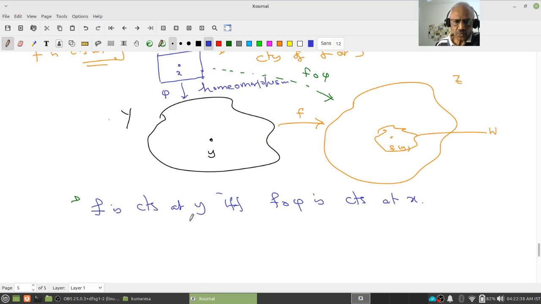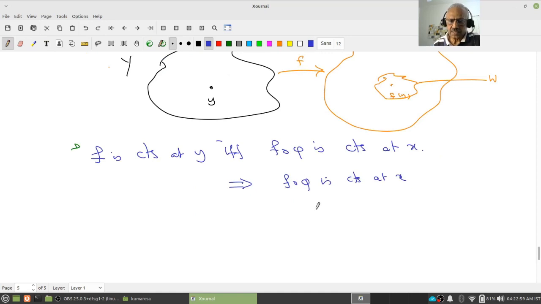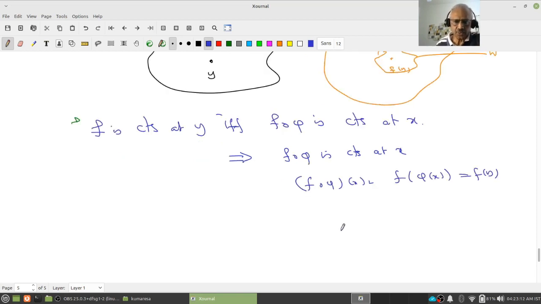Suppose f is continuous at y, then this is continuous. This way is easy because phi is a homeomorphism. Therefore, f composite phi is continuous at x, because composite of continuous functions is continuous, right? What is this? f composite phi at x is f of phi of x, that is f of y, right? Therefore, this follows. This all of you know. Composite of continuous functions is continuous. So let us assume now. So we want to prove this direction.